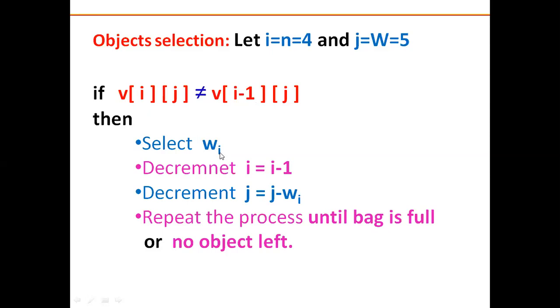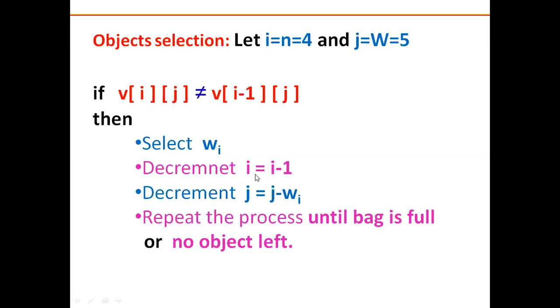If they are not equal, that object i is selected. If an object is selected, that object will be added to the bag, so the number of objects will be reduced. At the same time, as the object is added, the capacity is also reduced. Once one object is selected, go to the next object and check this condition. If it is not equal, select that object, decrement the number of objects and decrement the capacity. Sometimes V of i, j is equal to V of i minus 1, j; in such cases we should not select the object.